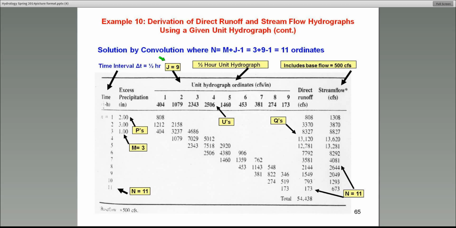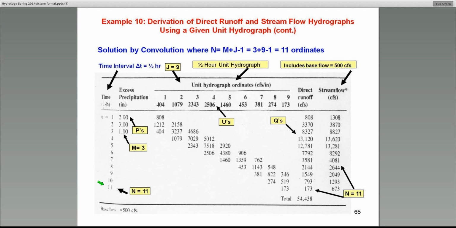So if you take that formula I told you about, M plus J minus 1, you can expect N equal to 11. That's 11 ordinates of the direct runoff hydrograph, and that's what you will see when I'm done with this convolution process. You will get 11 hydrograph ordinates. Now in this case, what you do is you put the unit hydrograph on top.